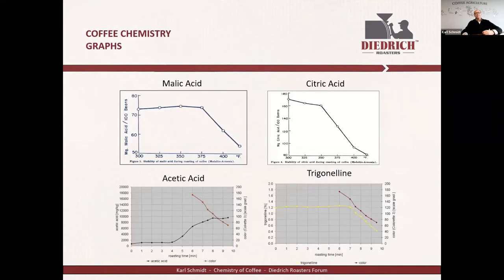And here is what we know about how they degrade during the roasting process. They're built up over time to a certain point, and then they're being degraded. The same thing with the citric acid. Here's the development of acetic acid, which already comes with the coffee and is being created, and at any point in time it has a very strong note, but it's also degraded. Trigonelline, that's the process of that as an alkaloid. The longer the roast, the more it is being broken down.